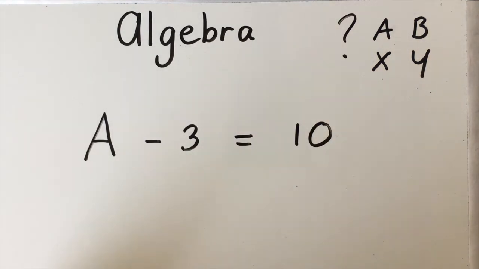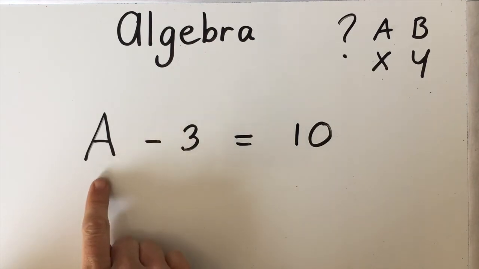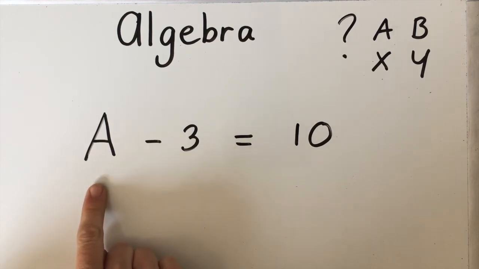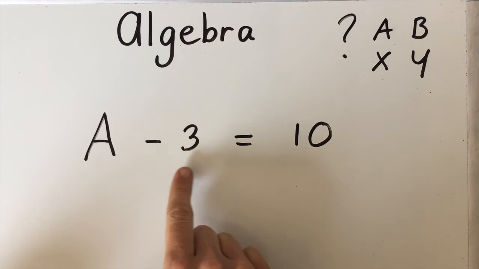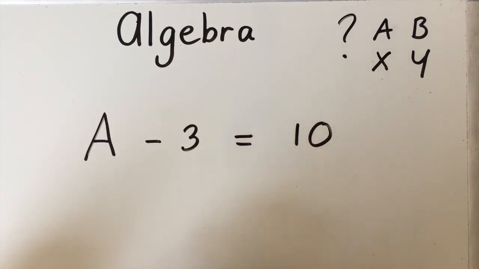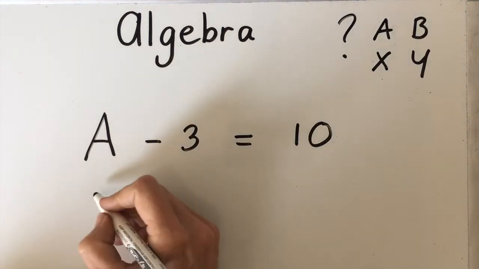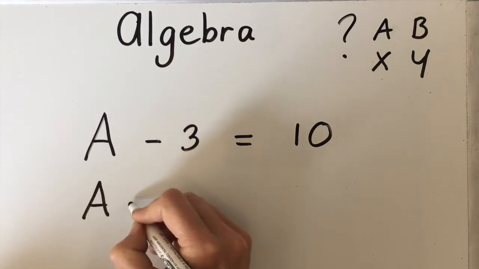You might already know what the answer is. It's 13, but let's prove it. I would like to know what a is. That's my mystery guest. I have here minus 3. How do I get rid of minus 3? How do I make that into 0? Well, if I have minus 3, I need to add 3 to come to 0.